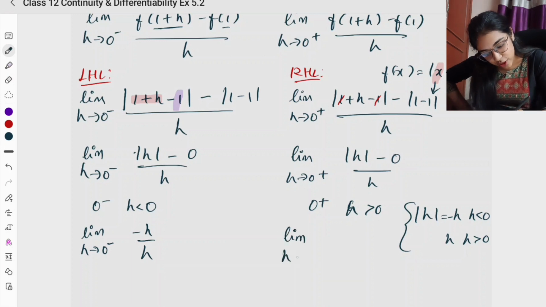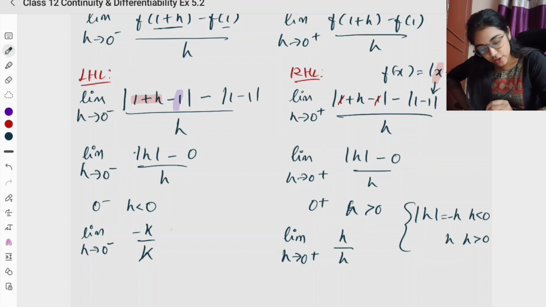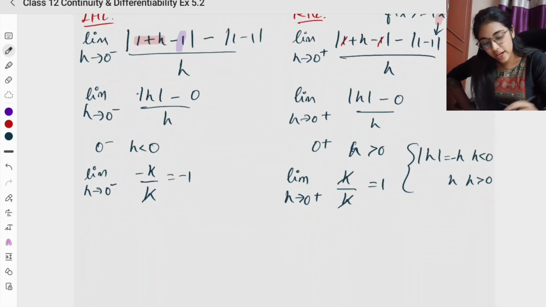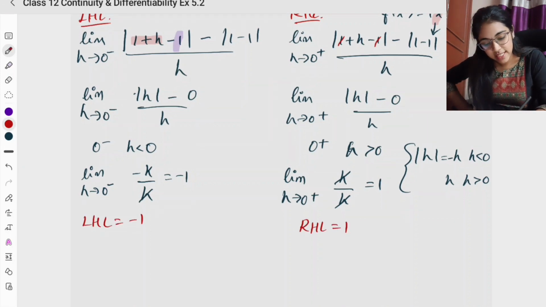The right hand limit is going to become limit h tends to 0 plus of h divided by h. So the h and the h are going to get cancelled, and I'm going to have 1. For the left hand limit, the h and the h get cancelled and I'm going to have minus 1. So the left hand limit is equal to minus 1 and the right hand limit is equal to plus 1.